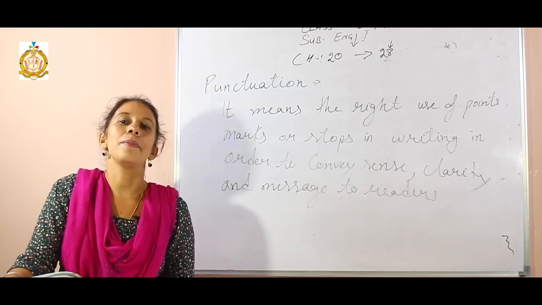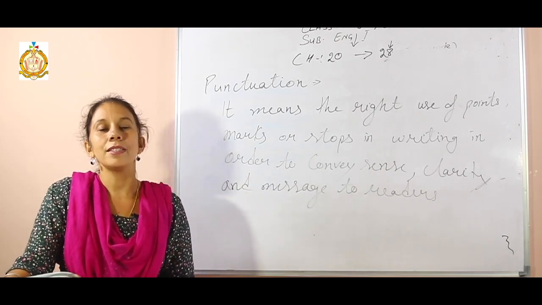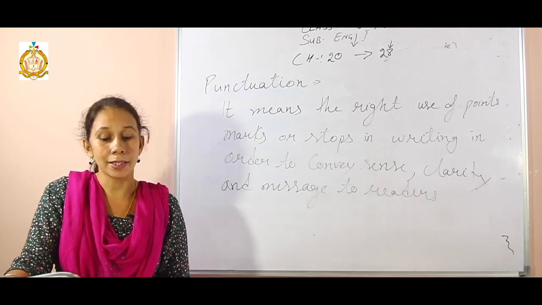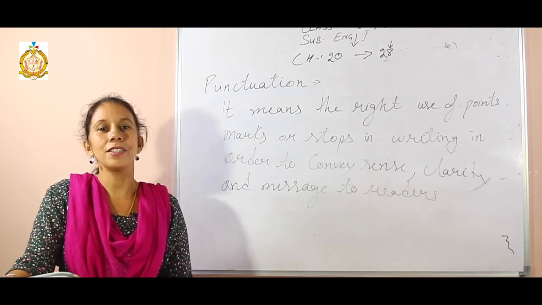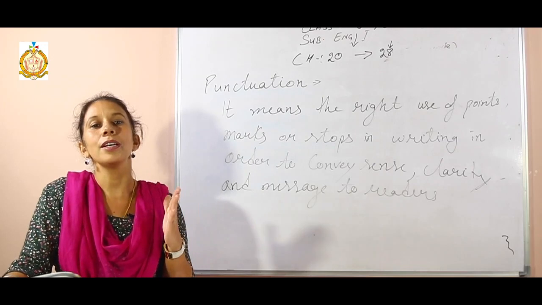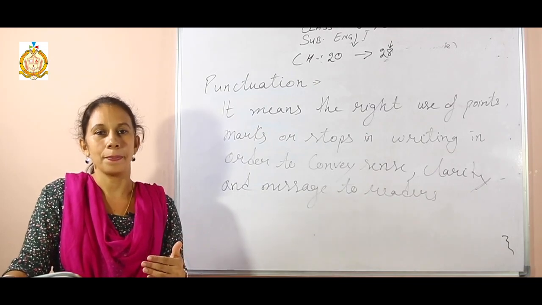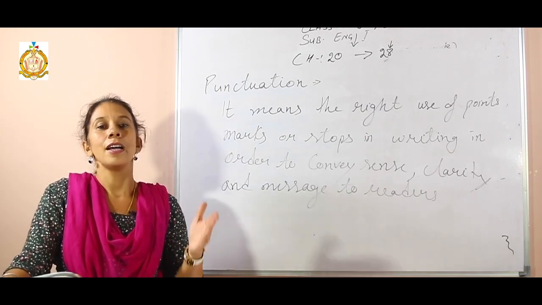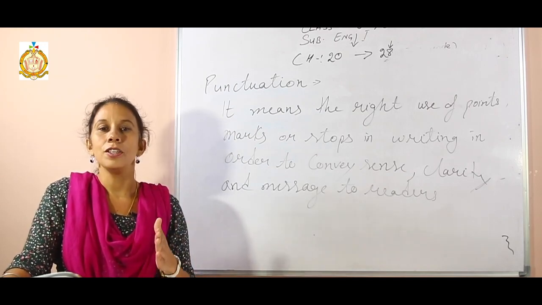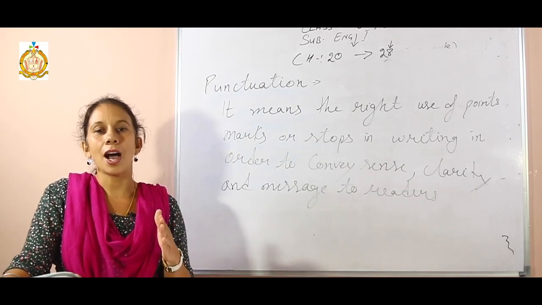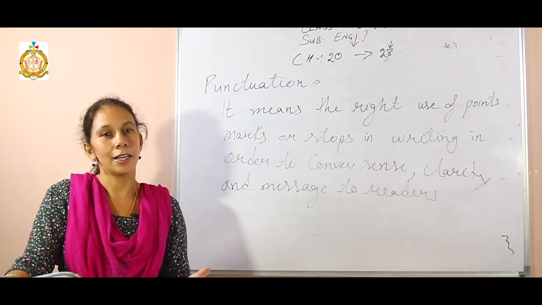First of all, I am going to explain to you the meaning of punctuation. What is punctuation? Let us read the definition. Punctuation means the right use of points, marks or stops in writing in order to convey the message with more clarity and more sensefulness, so that a reader or a listener understands your message properly. Once again, punctuation means marks, points or stops used in writing in order to convey our message with more clarity and sensefulness. Clear to all of you?